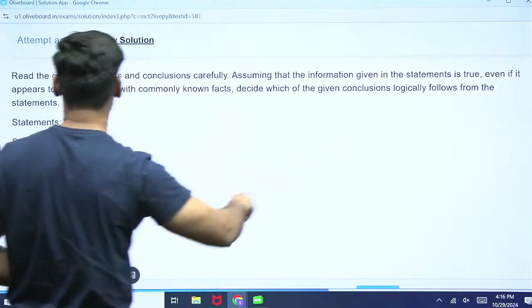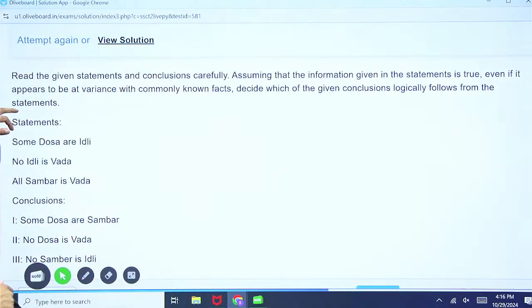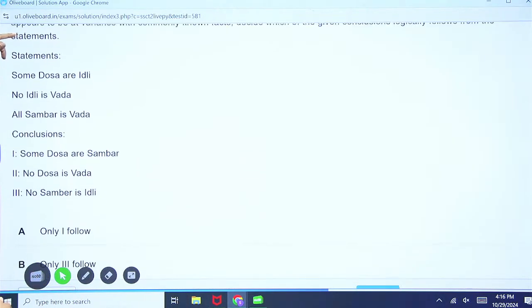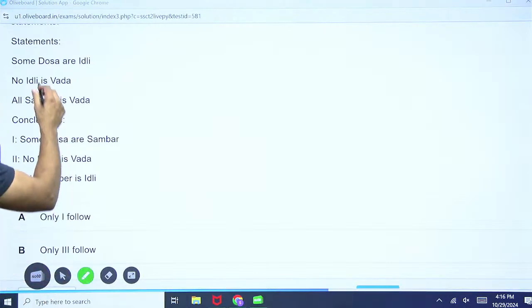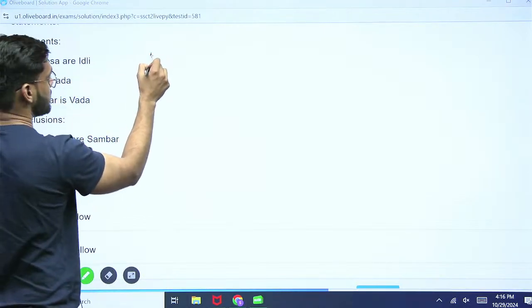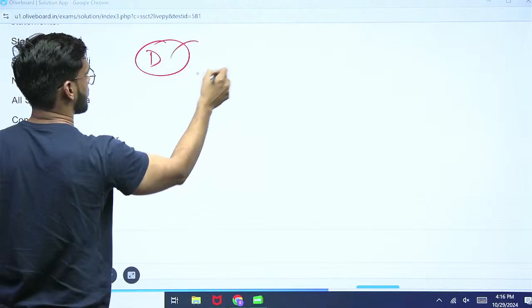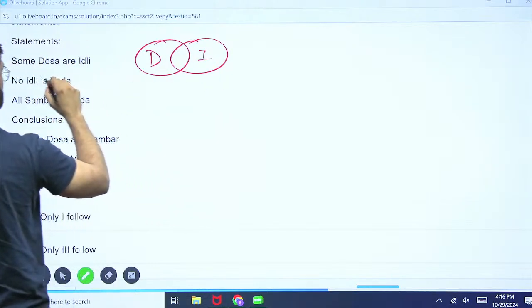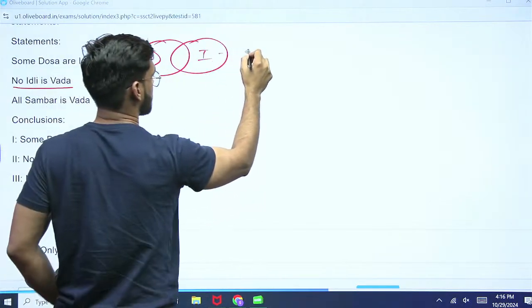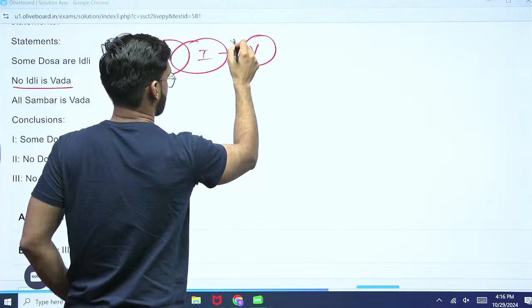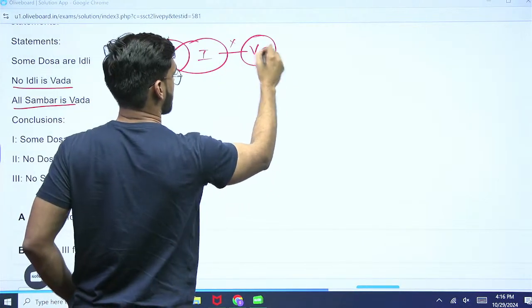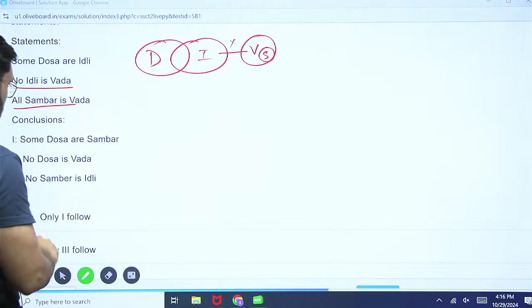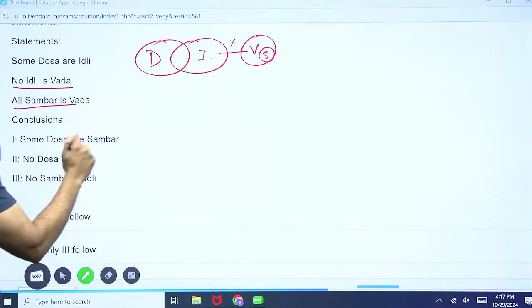Fifth question on your screen. From the statement and conclusion, sorry, the chapter is syllogism. In the statement he has given: some dosa are idli. No idli is vada. All sambar is vada. Let's see conclusion number 1: some dosa are sambar.